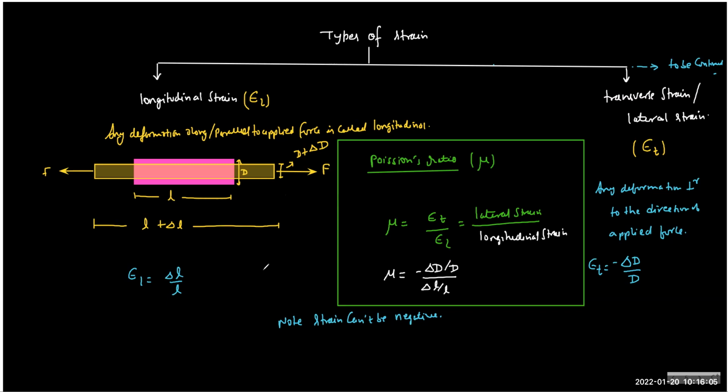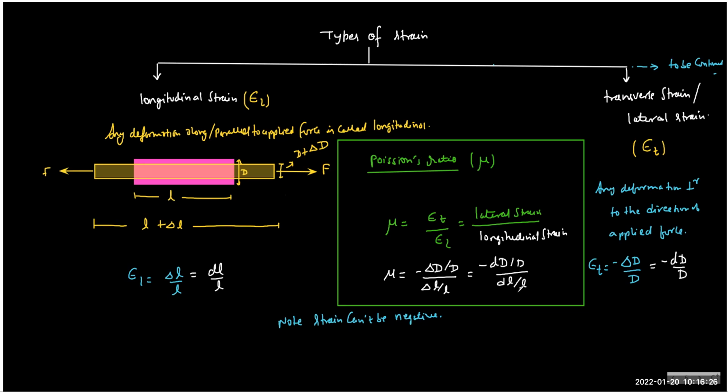Generally we write this ratio as a differential form. So I prefer writing this as dL by L. I prefer writing this as minus dD by D, and so this becomes minus dD upon D, upon dL upon L.